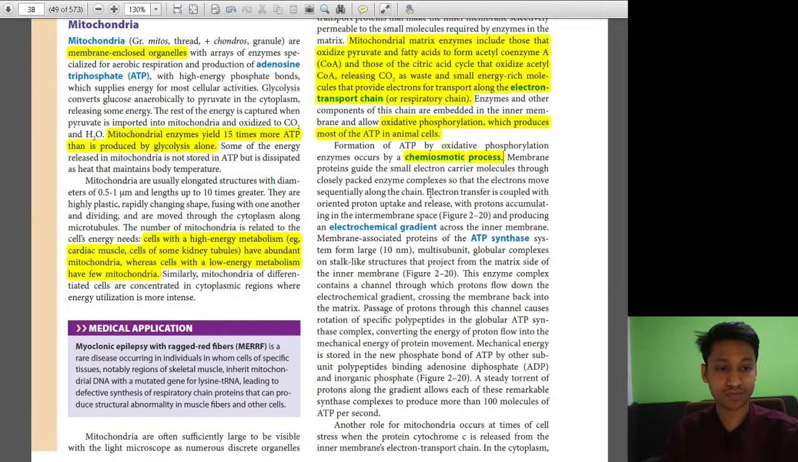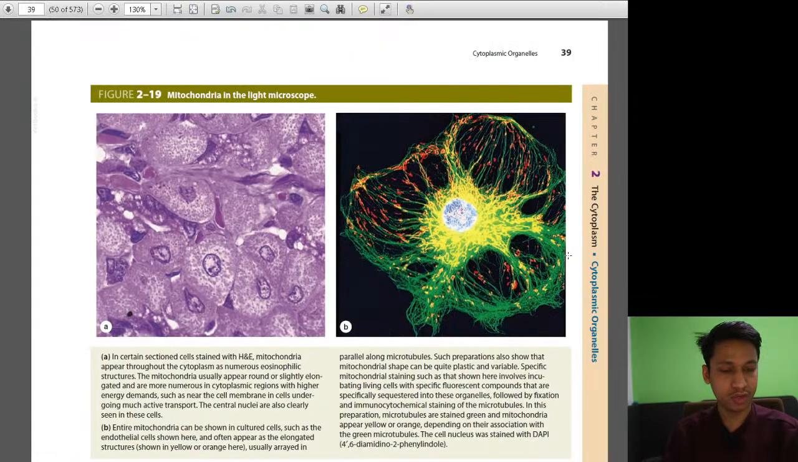So, super important here: this proton pump, the presence of protons in the intermembrane space, eventually creates an electrochemical gradient, basically a concentration gradient. Membrane-associated proteins of the ATP synthesis system form large 10 nanometer multi-subunit globular complexes on stalk-like structures that project from the matrix side of the inner membrane. Check figure 2.20.